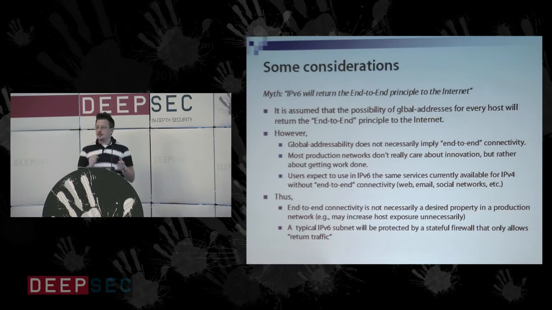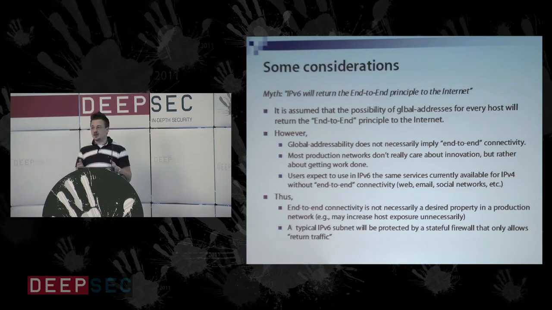Even then, if you think about end-to-end connectivity, it's probably not a desired property. For example, in many cases, if you have a home network, you don't really want every one of your systems to be directly accessible from the outside. In most cases, what your hosts are doing is simply consuming information from the internet. So in those cases, you probably don't really want to get back to the end-to-end principle, even if you could.